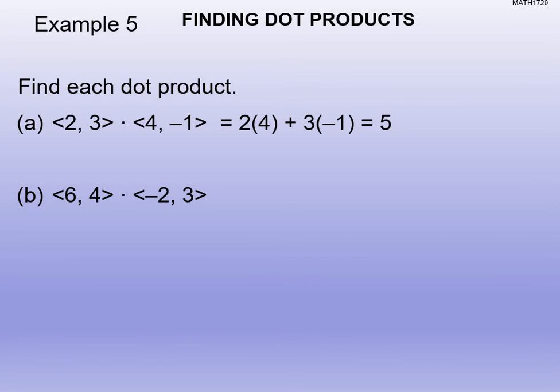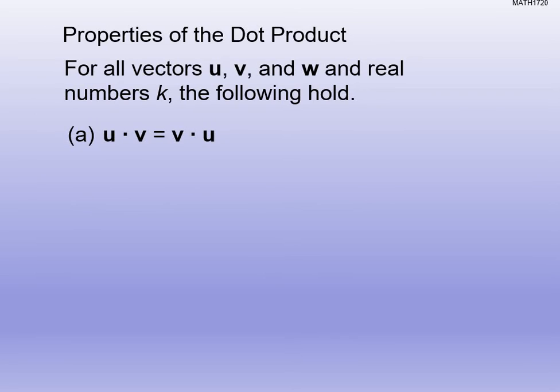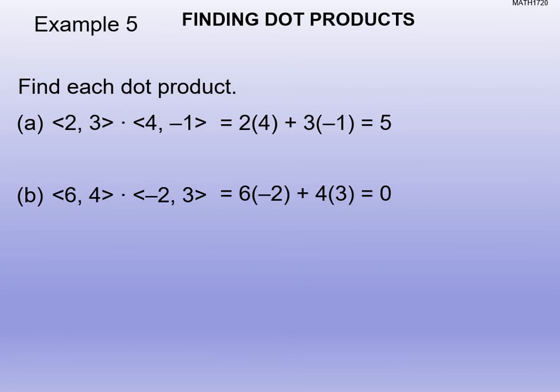Next one should be 6 times negative 2 plus 4 times 3. So we're going to get negative 12 and 12. You're going to have negative 12 and 12, which ends up getting 0 when you find the dot product here.